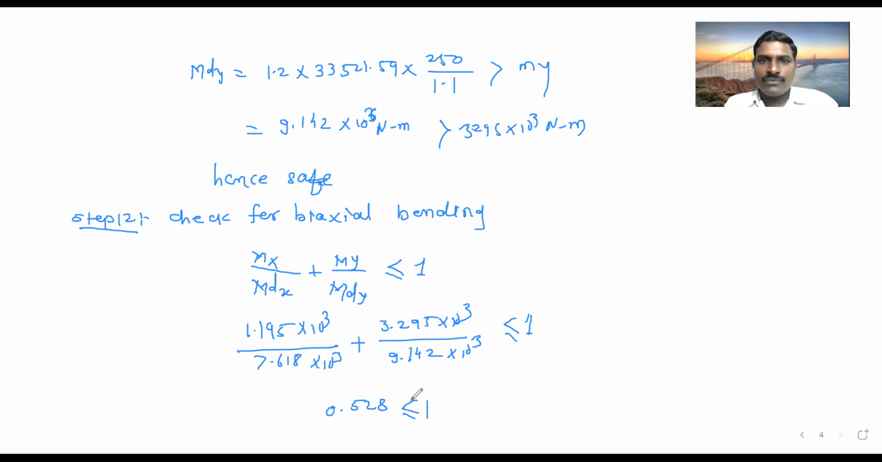Design means what? We have to provide the section for the given load. Selecting a section for whatever load is coming, that is the first stage, and then whether this section is safe for the given load, that we have to calculate. So here we have to calculate the moments, and check that these moments are carried safely by this particular section. So this is the design of purlin. Got it, everyone? Yes, sir.